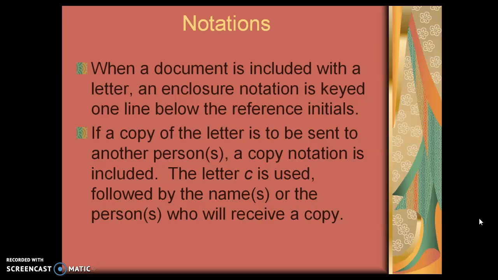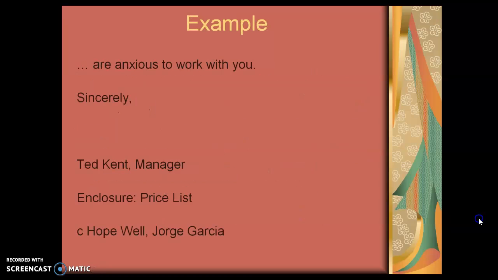Notations. When a document is included with the letter, an enclosure notation is keyed one line below the reference initials. If a copy of the letter is to be sent to another person, a copy notation is included. The letter C is used, followed by the name or names of the person or persons who will receive the copy. Example. And we are anxious to work with you. Sincerely. Then we have who wrote it. We have an enclosure. We have a price list in there. And then we're also going to copy Hopewell and George Garcia.